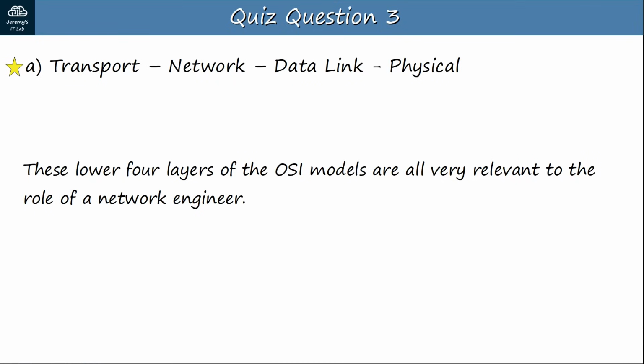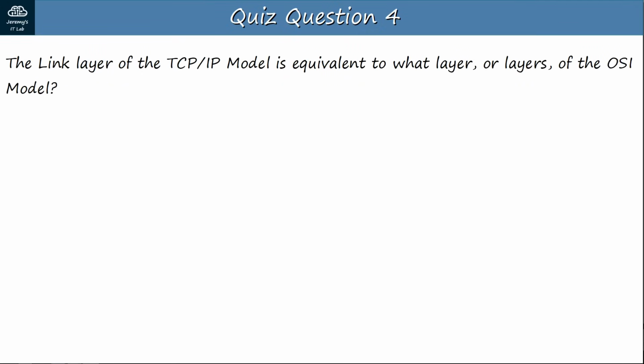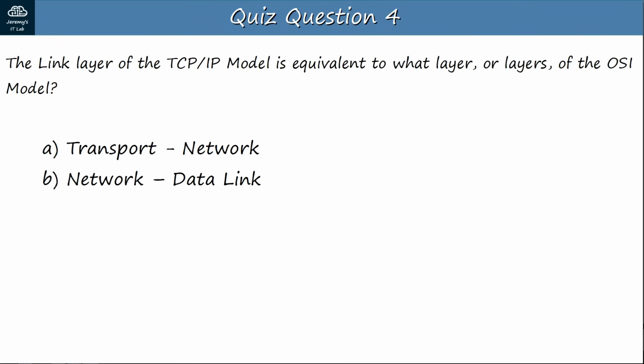Let's go to the next question. The link layer of the TCP/IP model is equivalent to what layer or layers of the OSI model? A. Transport and network. B. Network and data link. C. Data link. Or D. Data link and physical. Pause the video to think about your answer. The correct answer is D. Data link and physical. Let's check.